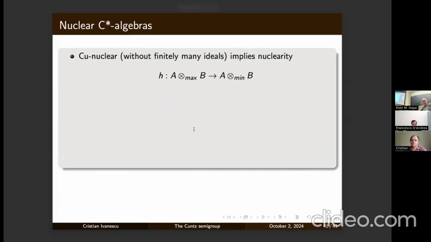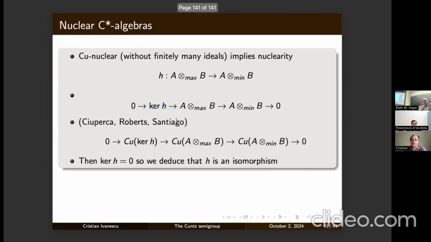Now, there is a slightly different approach to this, with the same conclusion. If I assume Q nuclear, or finitely many ideals, implies nuclearity. So I'm again looking at the max and min tensor products. I have this quotient map, and essentially I want to show that the kernel is trivial. That's basically saying that if it's true for any algebra B, then I get the nuclearity of A.